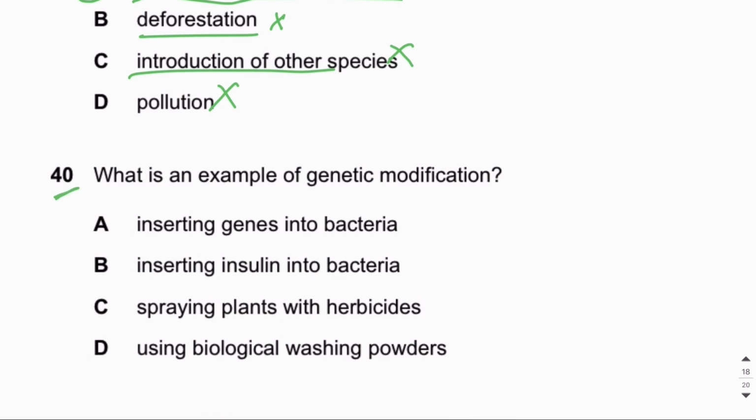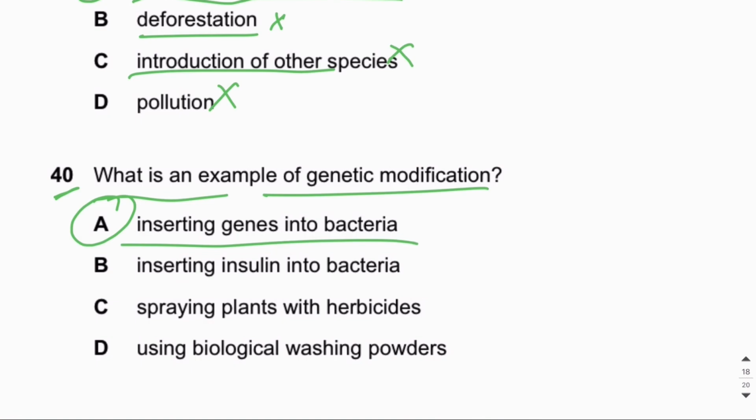Let's move on to MCQ number 40. What is an example of genetic modification? Inserting genes into the bacteria. So, guys, in genetic modification, we take genes from one cell and we introduce that gene into another cell, right? Inserting insulin into the bacteria is not an example of genetic modification because insulin is a protein, not the gene. Spraying plants with herbicides is not an example of genetic modification. Using biological washing powders is not an example of genetic modification.